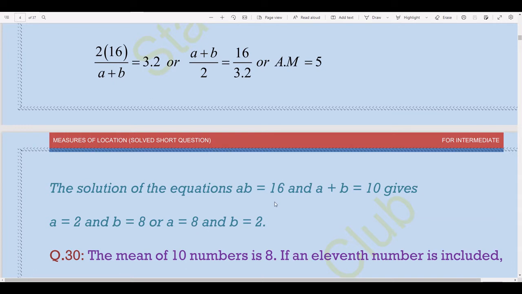We have left these two equations, ab is equal to 16 and a plus b is equal to 10. Our task is to calculate two numbers. So simplifying this 16 with 2, we got 8 and 2. 8 and 2 are such numbers: when we multiply these two numbers, the answer is 16. When we add up these two numbers, the answer is 10.